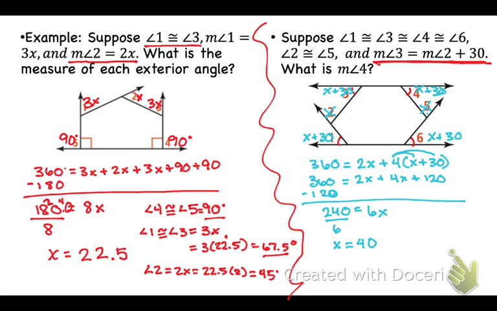40. Could I find all the angles if I wanted to right now? Yep, but it only wants the measure of angle 4, which is x plus 30, and x equals 40. So it is 70 degrees.